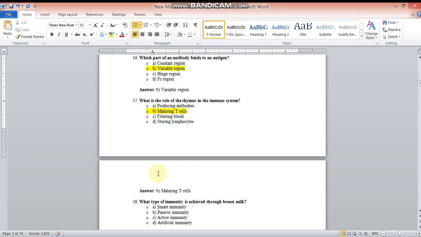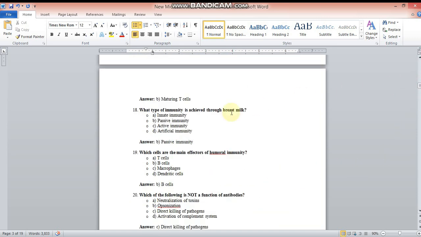The next MCQ is, what type of immunity is achieved through breast milk? A. Innate immunity, B. Passive immunity, C. Active immunity, and D. Artificial immunity. So the correct option is B. Passive immunity.